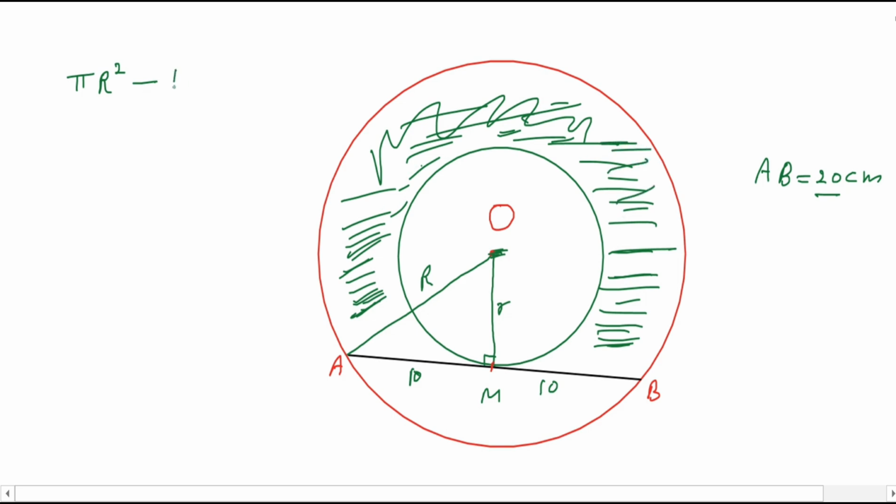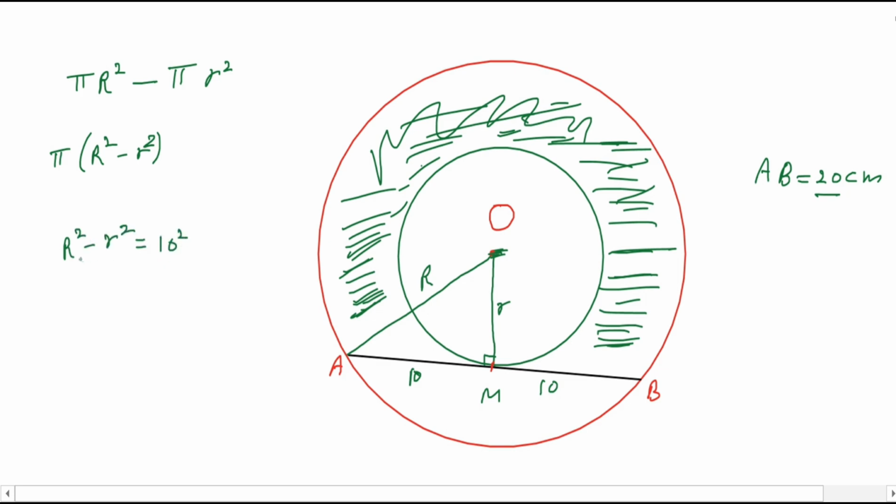That means the area of ring will be pi capital R square minus pi small r square. So from here if we take pi as common, the remaining term will be R square minus r square. So here we have to find the value of capital R square minus small r square. If we consider this right angle triangle AMO, in this right angle triangle AMO we will be using the Pythagorean theorem. So from here R square minus r square will be written as 10 square.